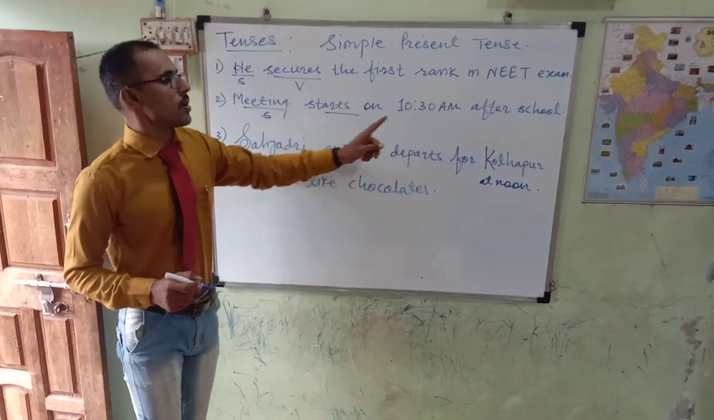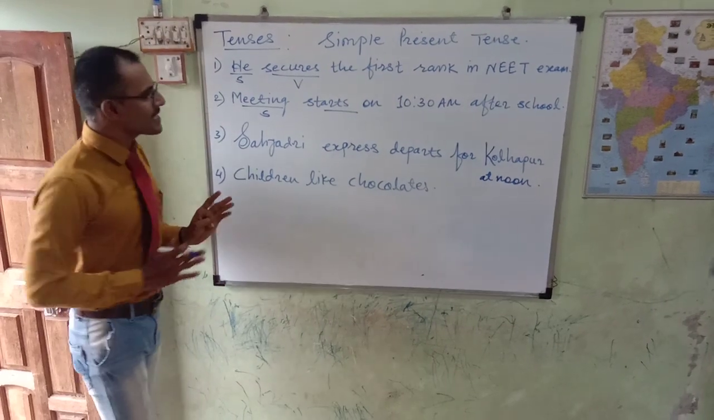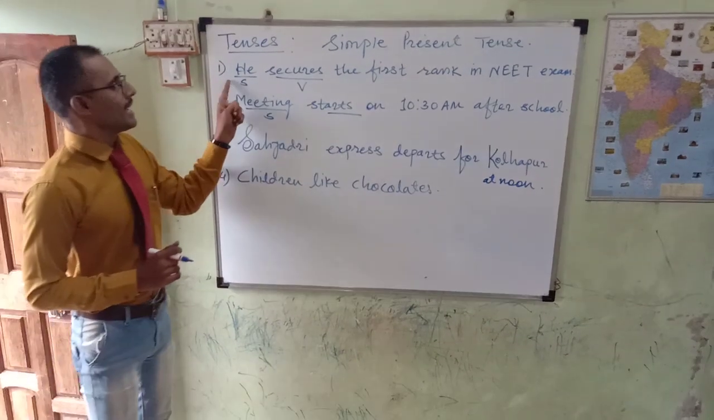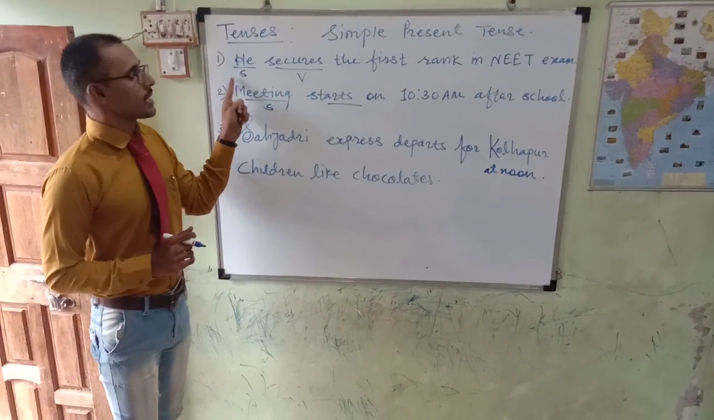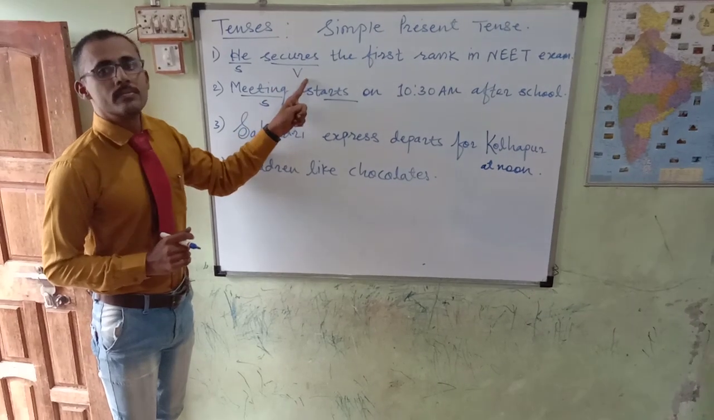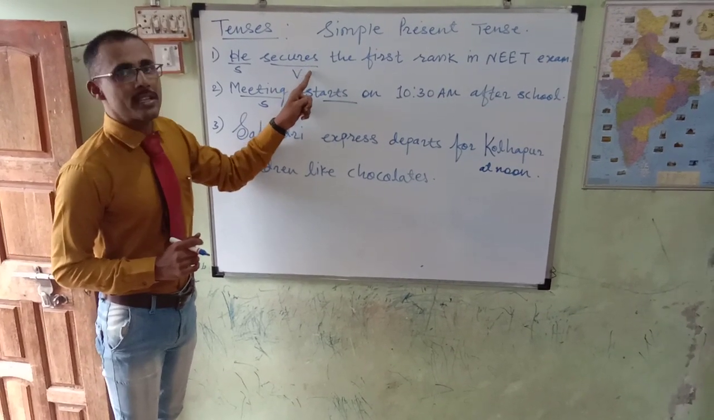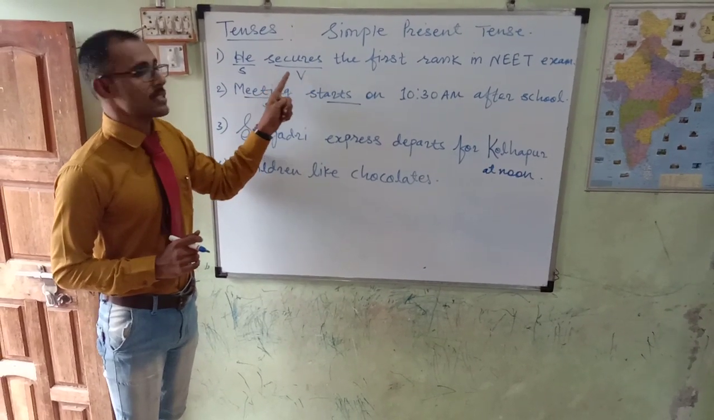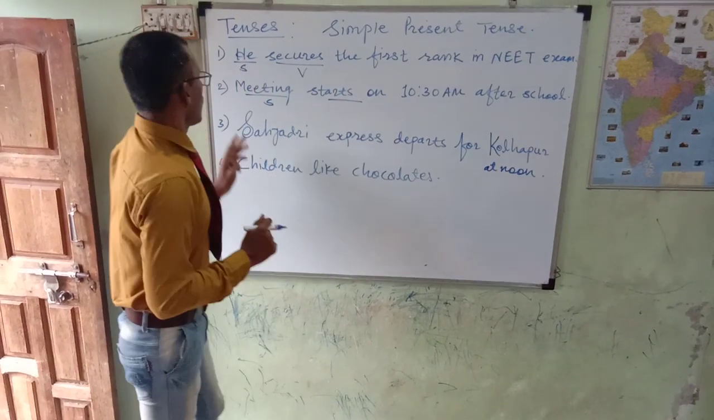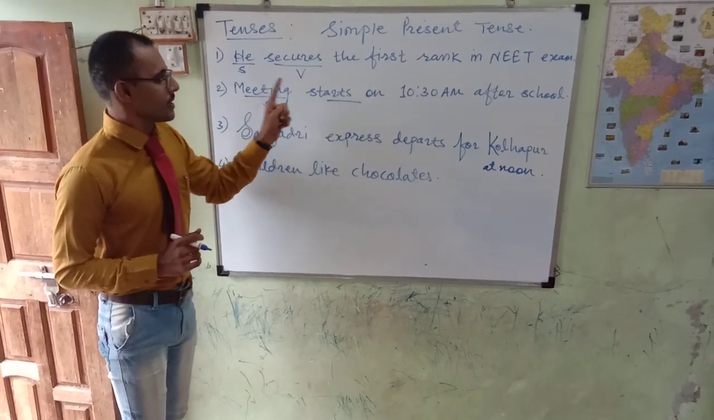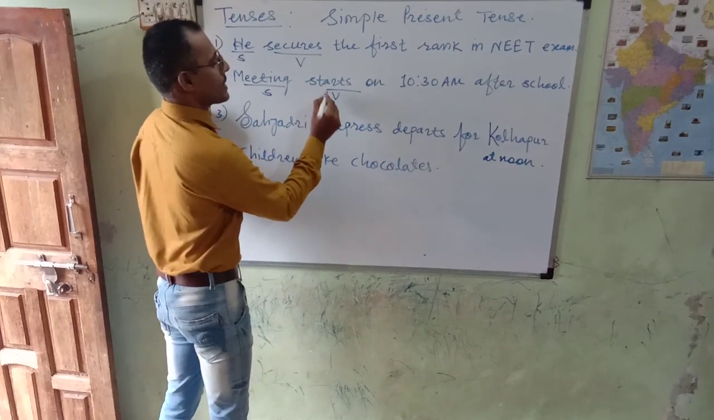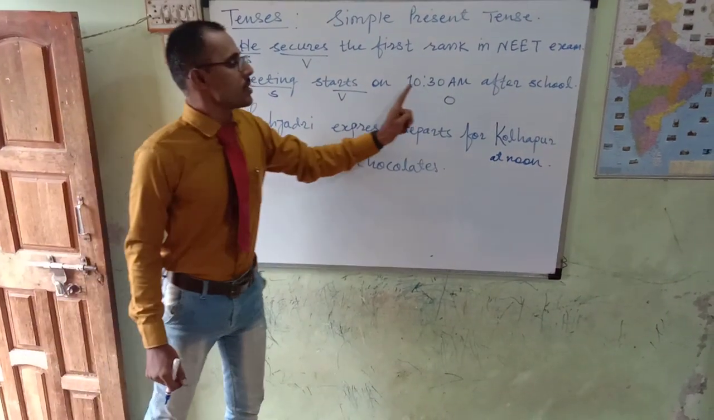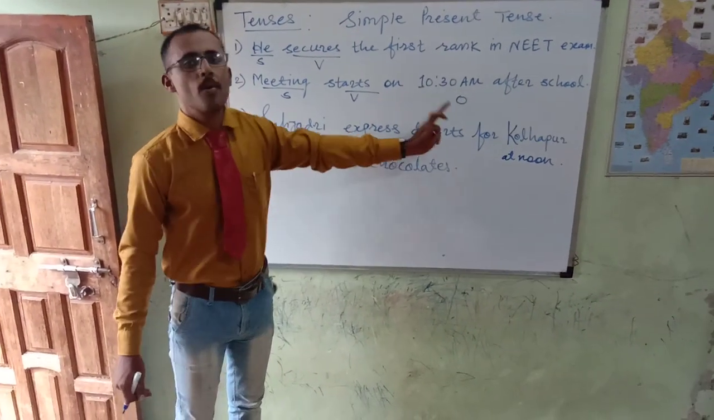Second sentence: Meeting starts at 10:30 a.m. after school. See how this sentence is built. In the first sentence, he is the subject, secures is the verb. Attach S or ES to the verb if the subject is singular. This is the formula, S or ES, and after that the object. Here also, meeting is a singular subject, starts is the verb with S or ES attached, and then the object: meeting starts at 10:30 a.m. after school.